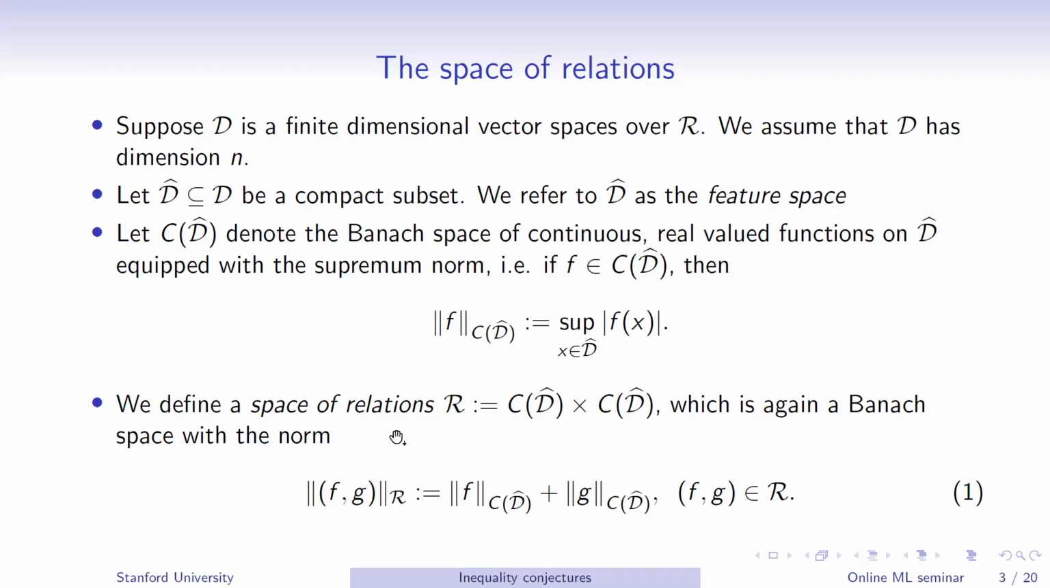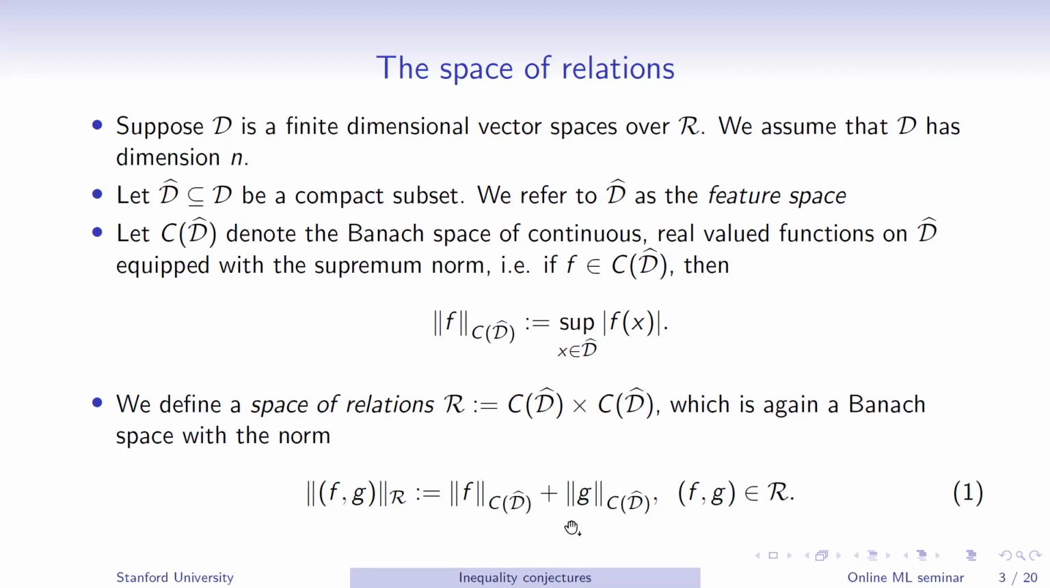And the space of relations is basically everything that is in this product space. So here we think of tuples. Two continuous functions f and g will be a point in your space of relations. In general, f and g can be arbitrary, like there can be no relation between them, okay?